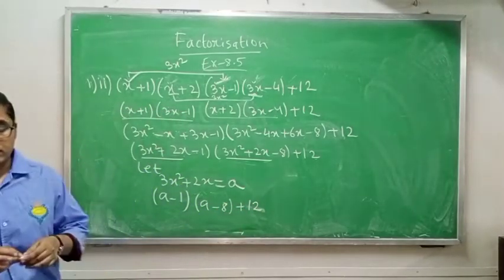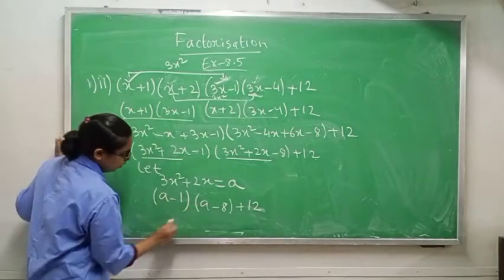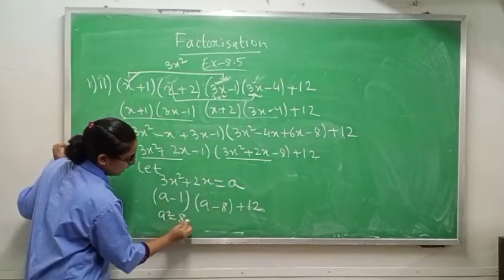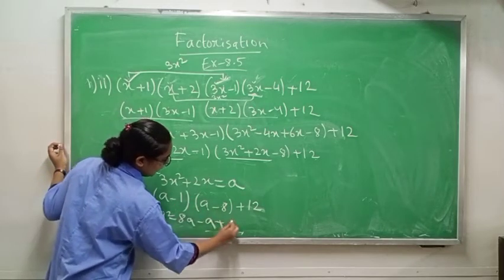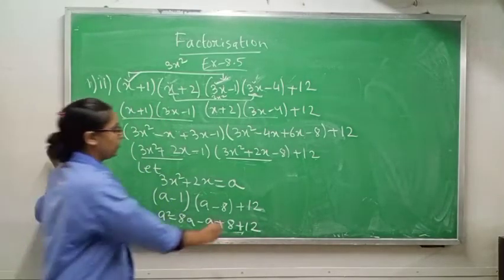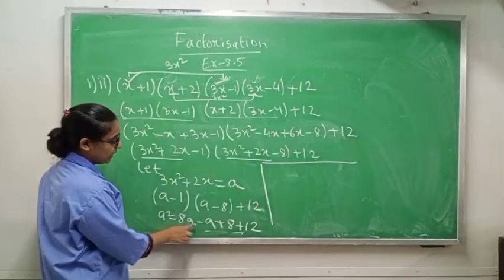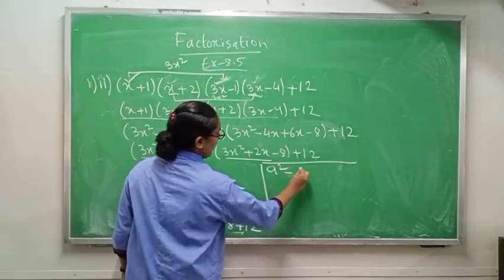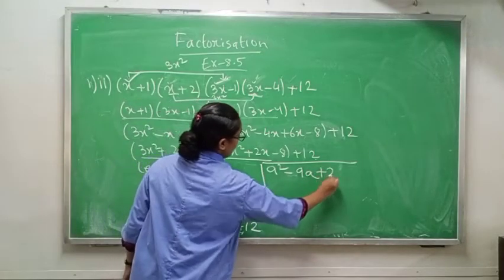Now after this, again you will multiply: a into a is a square, a into minus 8 is minus 8a, minus 1 into a is minus a, minus 1 into minus 8 is plus 8, plus 12. Understood this one? After this, a square I will write as it is, minus 8a minus a will give you minus 9a, plus 8 plus 12 will give you plus 20.